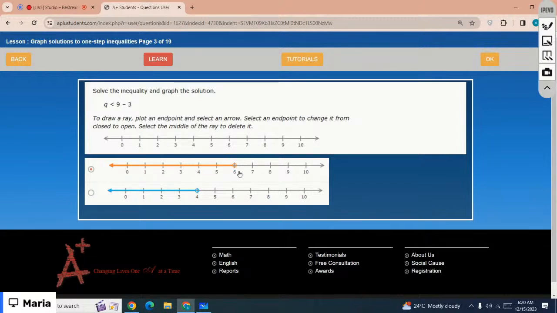Q is less than 6. So that means you must have an open circle at 6 and all the values that are less than 6 are included in the graph. So option number 1 is the correct option.